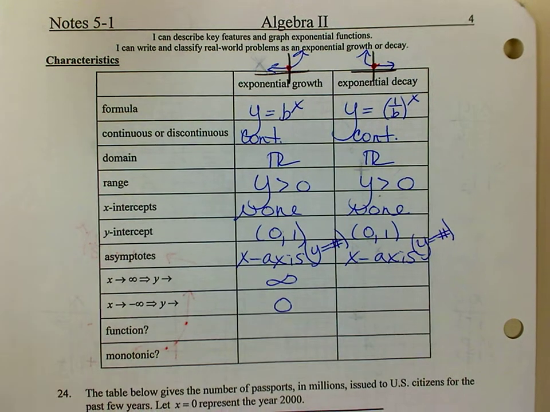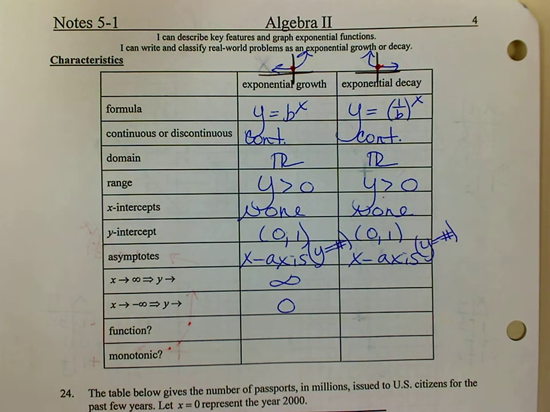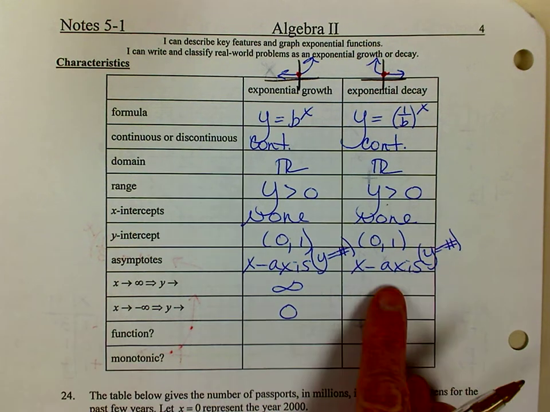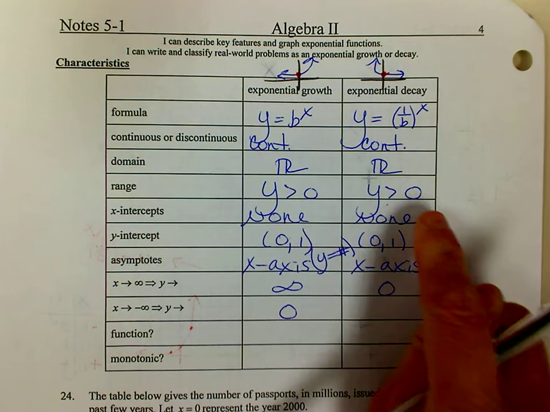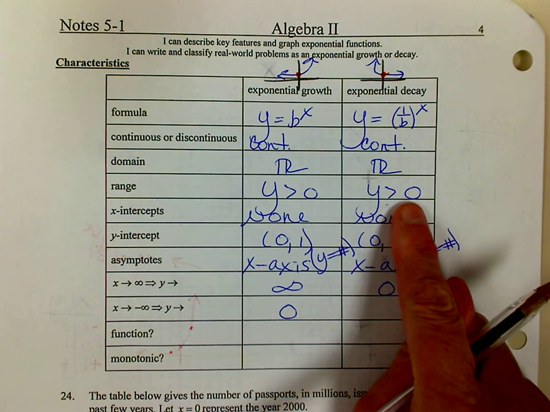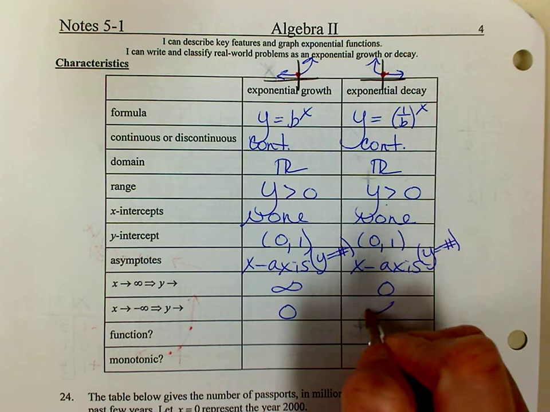On this one, I'm looking at the right side. On the right side, it flattens out. So it goes to 0 because that's what we said our range was. And then on the left side, it goes up to infinity.